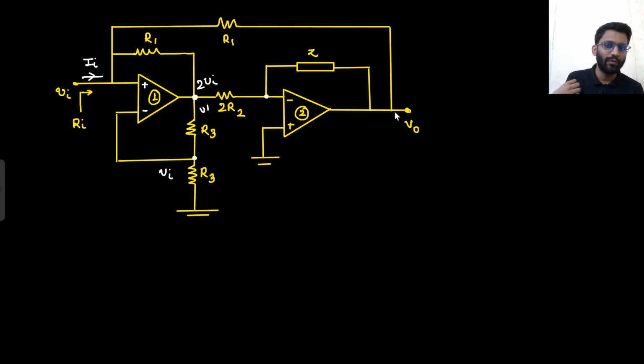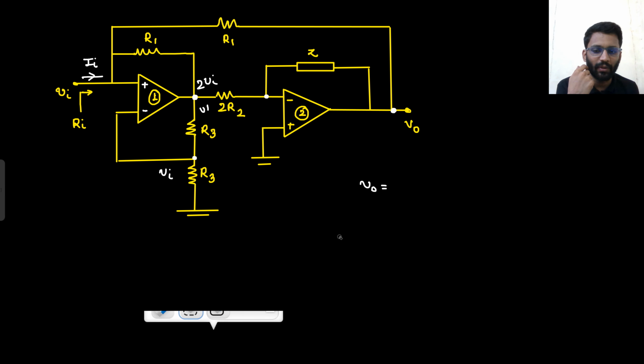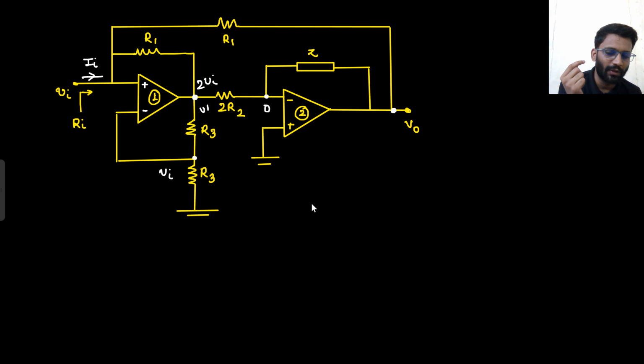Now if this node is 2V in, what will be the potential at this node? Output will be what? This is simply an inverting amplifier. This is an inverting amplifier only, right? Or you can apply nodal at this node. So what will be the nodal?